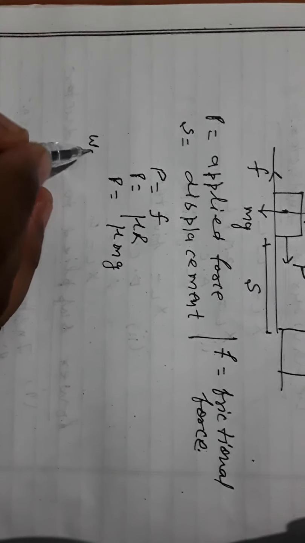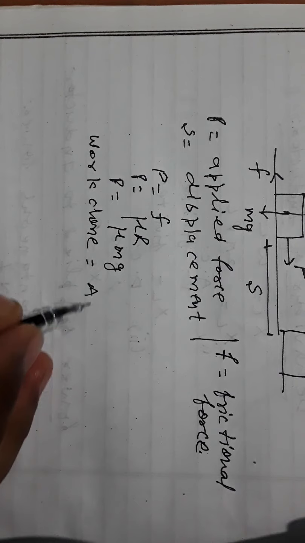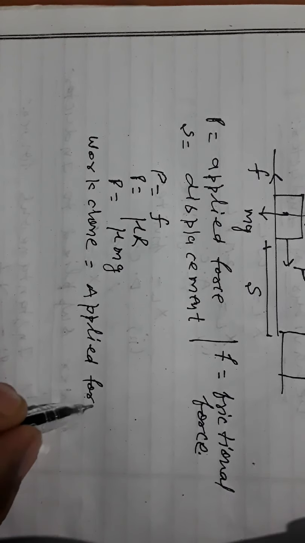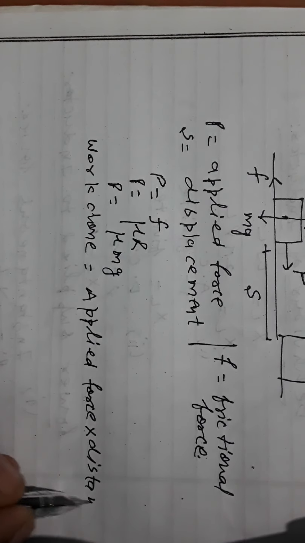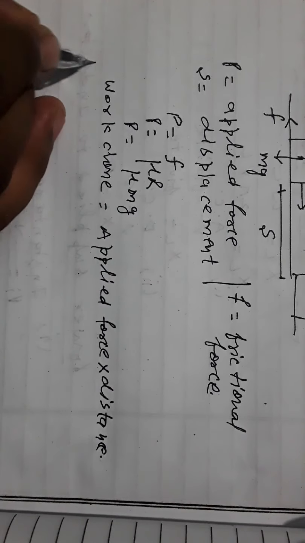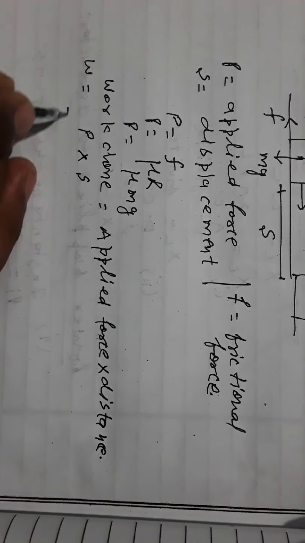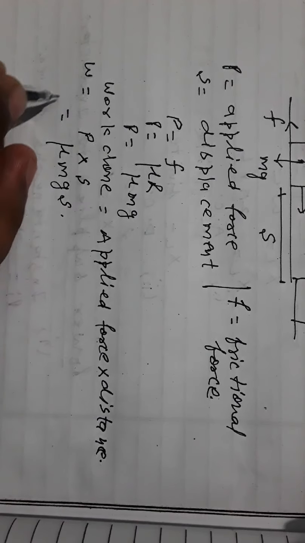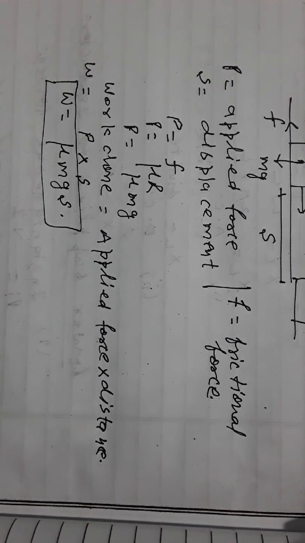Now work done is equal to applied force into distance. Let the distance be S, so W will be P into S. Put the value of P, mu mg into S. So the relation for the work done will be W is equal to mu mg into S.